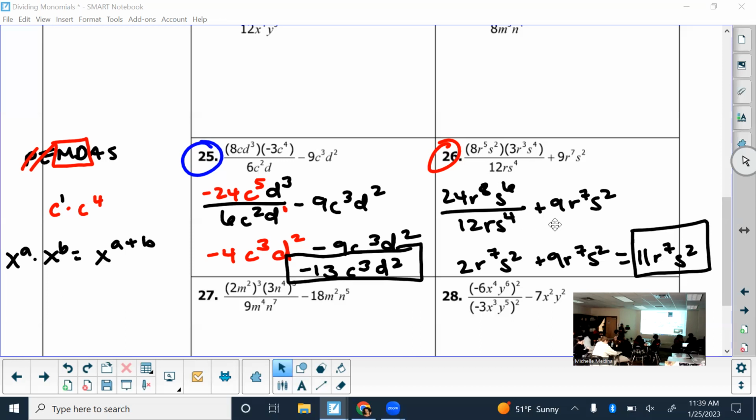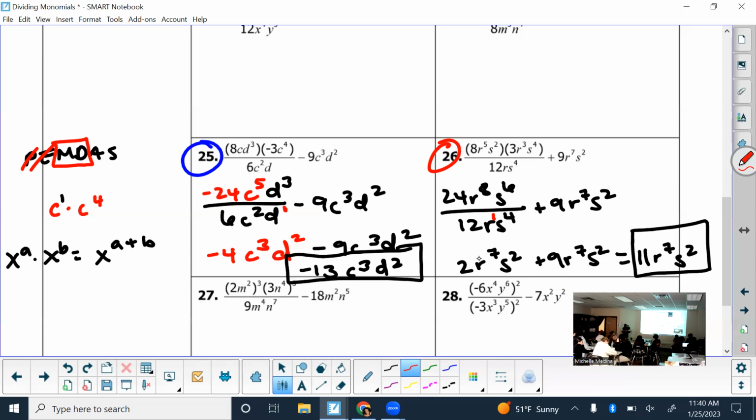Right, then I just copied everything over. Now, between division and addition, what do we do first? So do that. Well, 24 divided by 12 is 2. And what do I do with the exponents on the r's now? It's 8 minus 1. That's what it's implied to be if it's not written. So that gives me r to the 7th. 6 minus 4 gives me a 2 on the s.